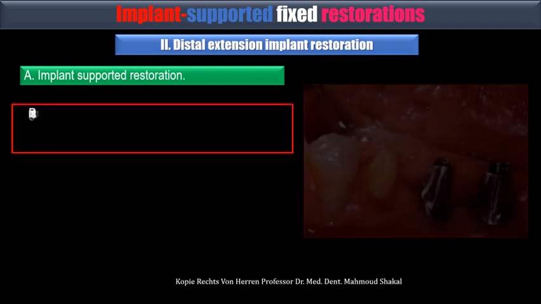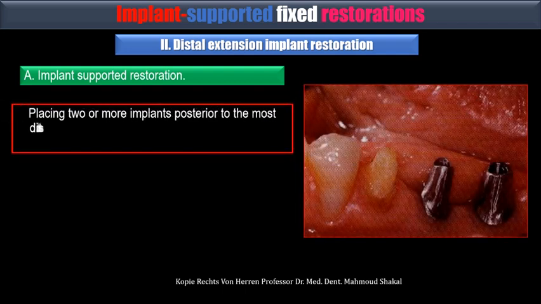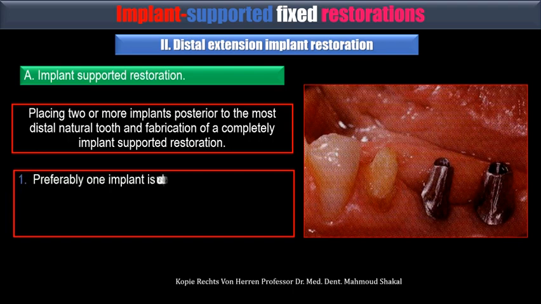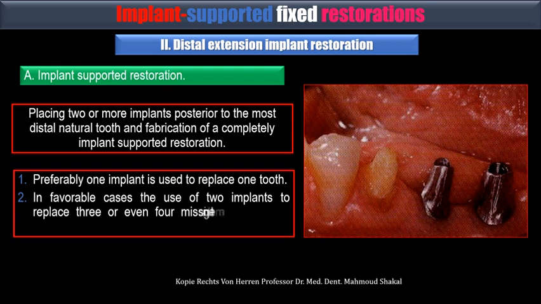Implant-supported restoration means placing two or more implants posterior to the most distal natural tooth and fabrication of a completely implant-supported restoration. Preferably one implant is used to replace one tooth. In favorable cases, the use of two implants to replace 3 or even 4 missing teeth may be done in case of good bone condition.